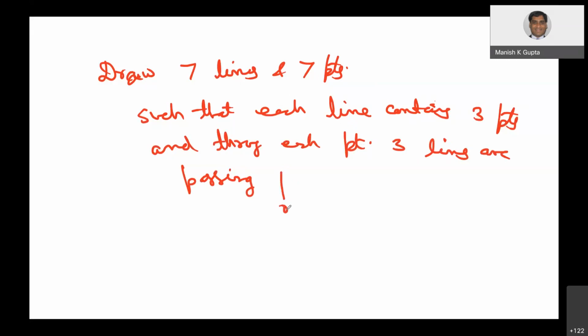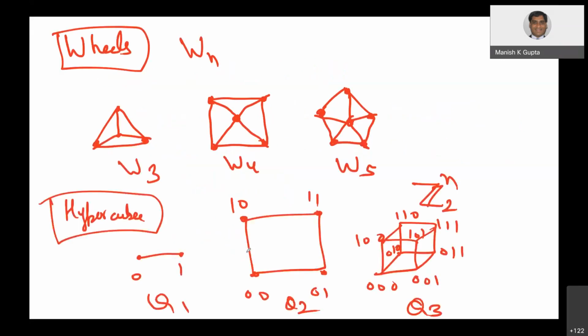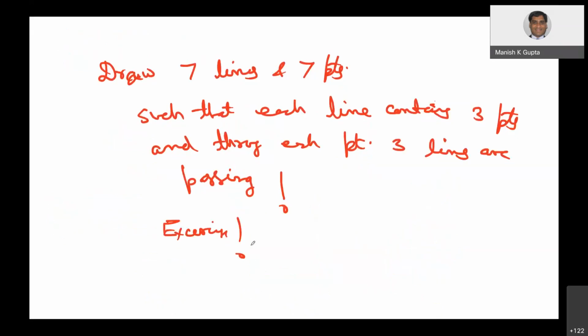Got the exercise for you? Draw 7 lines and 7 points such that each line contains 3 points and through each point 3 lines are passing. Did you understand the question? Any question here? You have to draw 7 lines and 7 points such that each line contains 3 points. See, for example, here, this line contains 2 points, this line contains 2 points, this line contains 2 points. I have to draw 7 lines and 7 points such that each line contains 3 points and to each point 3 lines are passing.